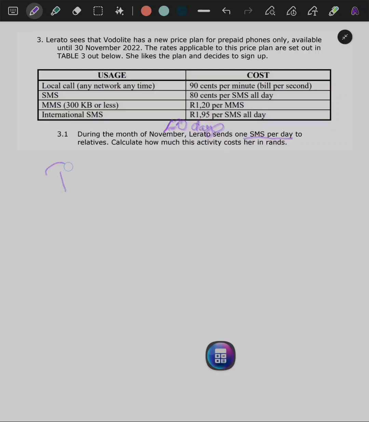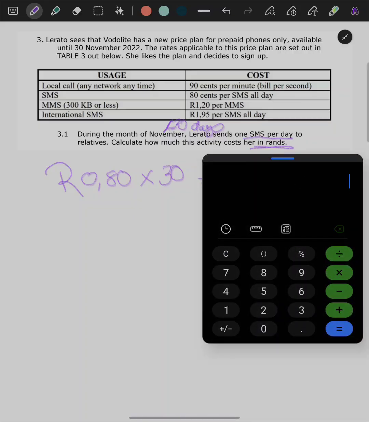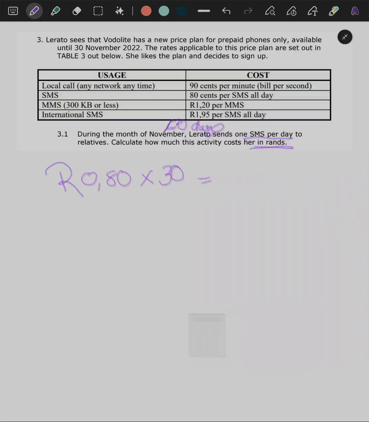So, if it's 80 cents per day, and they want her answer in rands, I'm going to put the 80 cents as rands. If you don't know how to go from cents to rands, you're dividing by 100. So 80 cents per message. She's sending 30 messages in total, 1 per day. And we're just going to put that on a calculator to see our answer. 30 times 80 cents is 24 Rand. And that's the answer to that one.